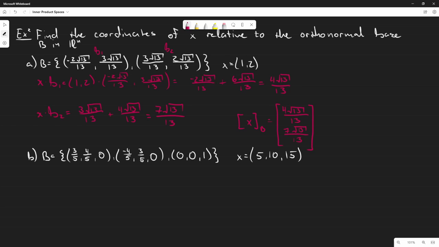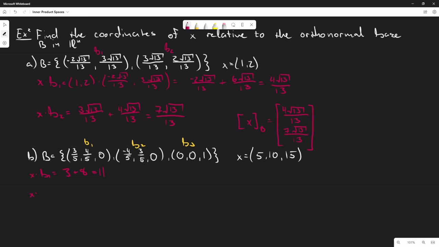And so now we can move on to the next one, and it's pretty much the same thing. We're just going to take their dot product, and that will give us each point. So our first one is just going to be x dotted with b1. As we can see, we have 5 times 3, which is 15 over 5. So that is just 3 plus 10 times 4, which is 40, divided by 5 is 8. And then we have 0. So this would just be 3 plus 8, which is equal to 11.